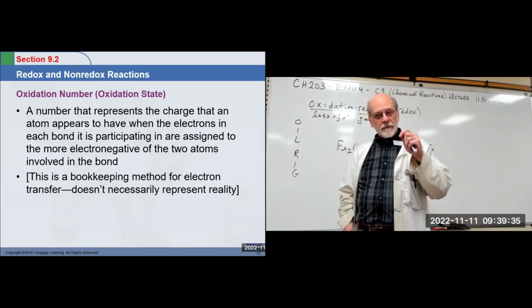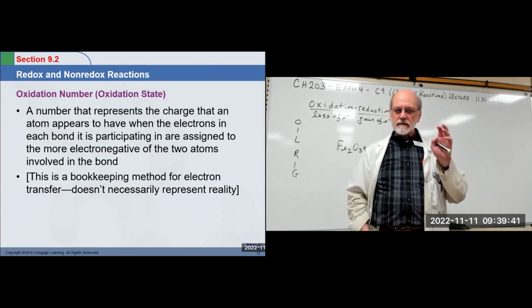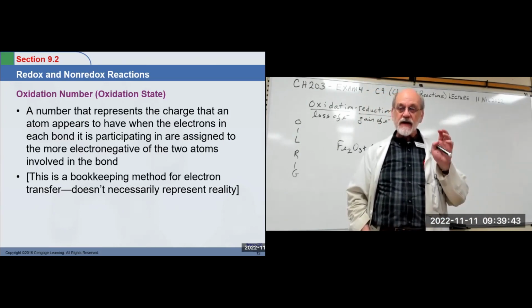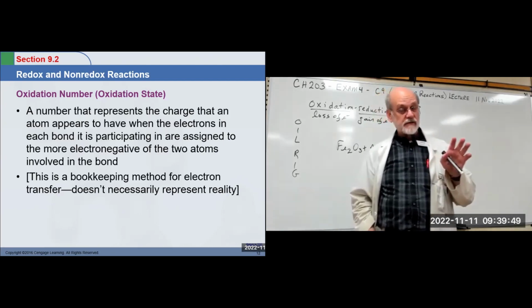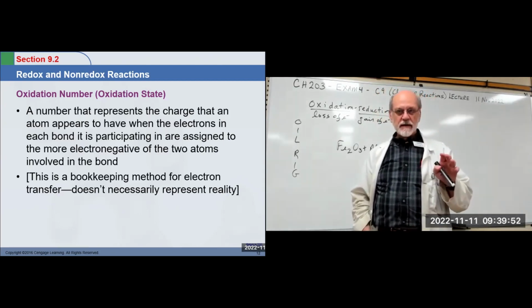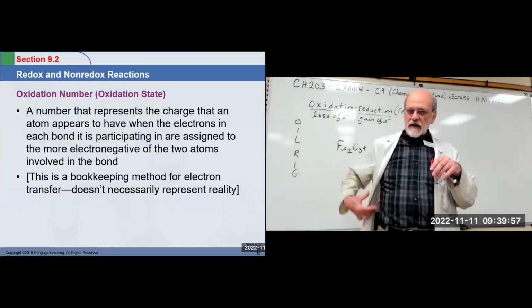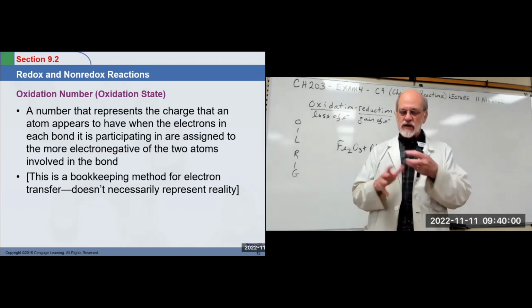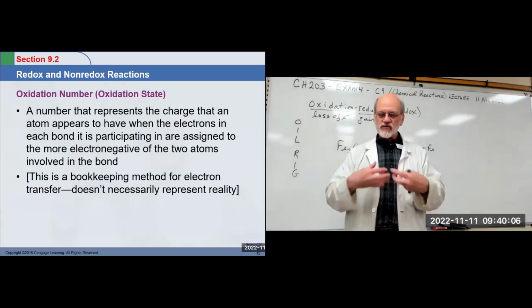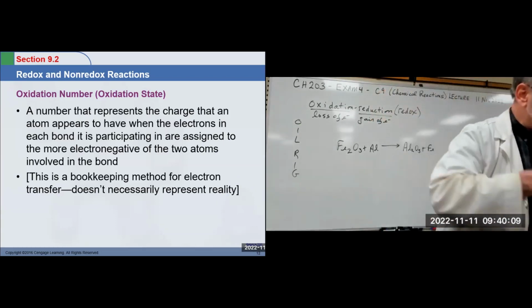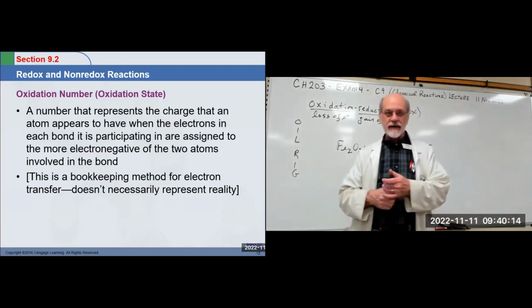Now, it's easy to treat the oxidation state as a whole charge on the atom. Sometimes it is, but it doesn't have to be. You can use oxidation states for covalent compounds too. The calculation and the use of oxidation states is a bookkeeping scheme. It helps us track the movement of electrons. And there are some rules that go along with it, and I'll give them to you in just a minute.